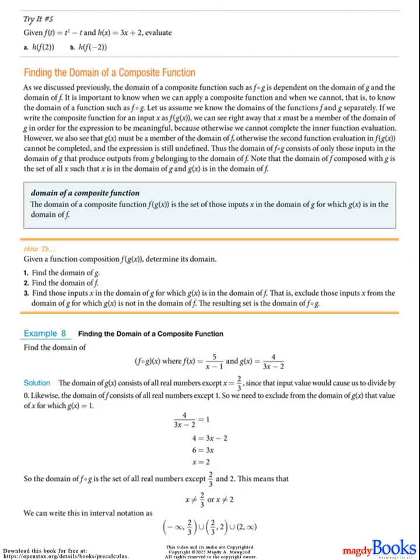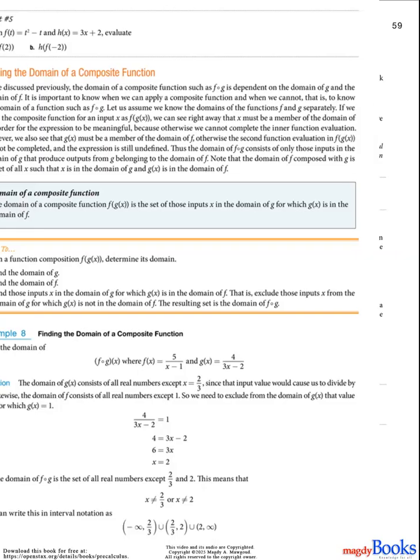So the domain of f composed with g is the set of all real numbers except 2/3 and 2. This means that x is not equal to 2/3 or x is not equal to 2. We can write this in interval notation as (negative infinity, 2/3) union (2/3, 2) union (2, infinity).